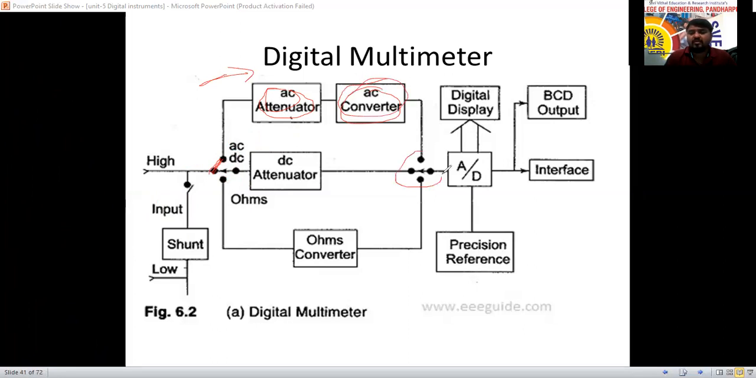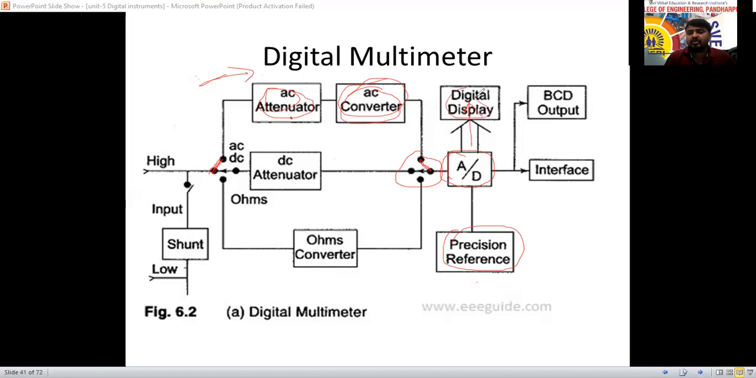Again we have the knob here now. So we have to connect here now. That is analog to digital. We have to connect here. So this analog signal is converted into digital, and it will take the precision reference here now, and it is going to give the display value here. It is going to the digital display.